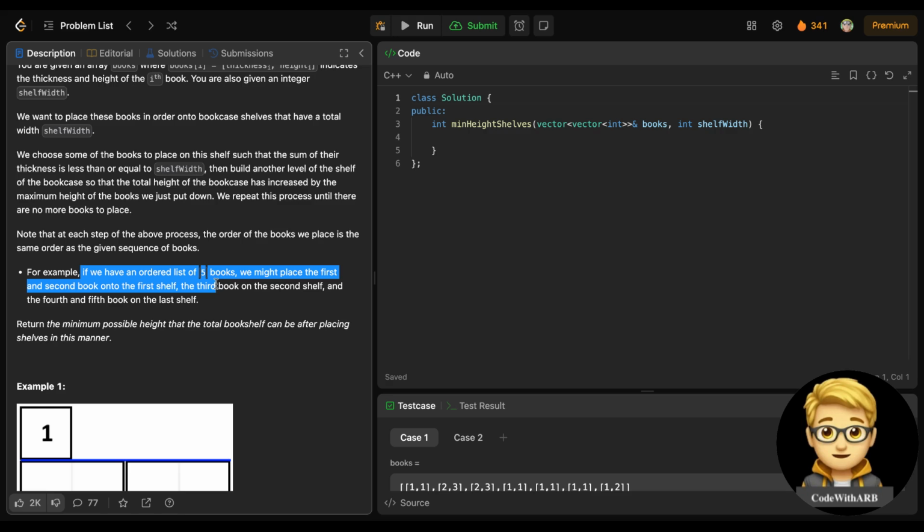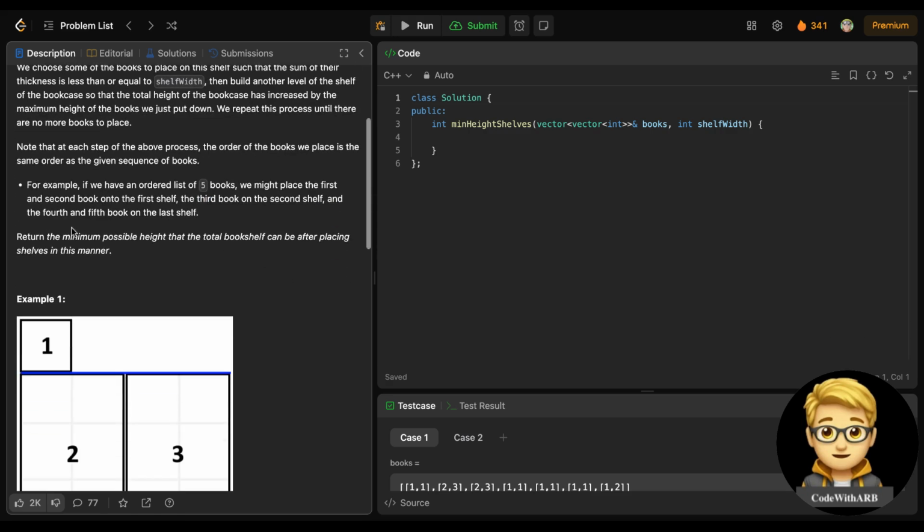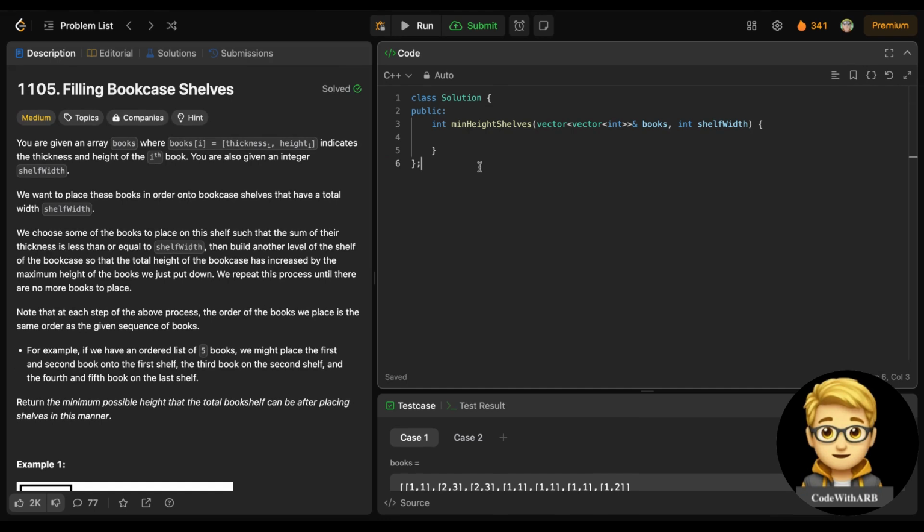For example, if we have an ordered list of 5 books, then we might place the first and the second book onto the first shelf and the third book on the second. And we return the minimum possible height that the bookshelf can be after placing the shelves in this manner. So the question is, we are given the thickness and height of each book, right?